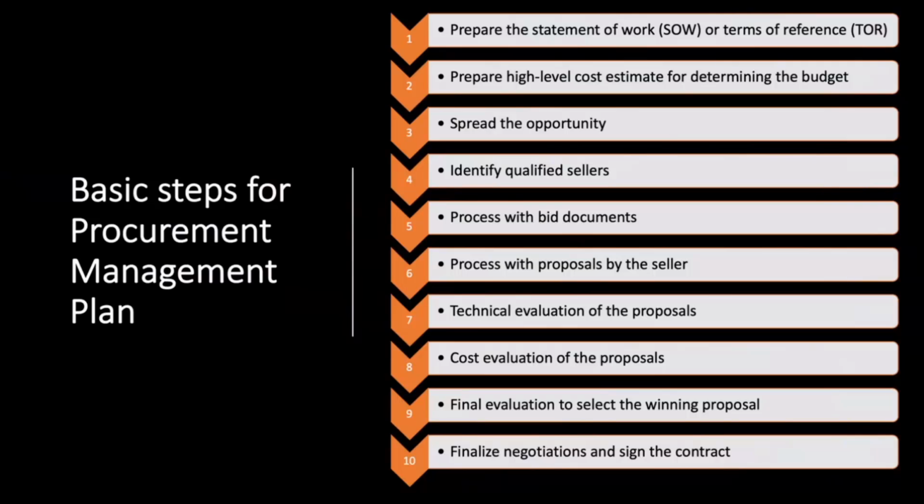Here are the basic steps of a procurement management plan. We start with preparation of the statement of work, then we determine the budget based on cost estimates, post the opportunities to get proposals, identify sellers, then we deal with bid documents and finish plenty of works with aimed proposals like technical evaluation, cost evaluation. At last, we choose the best one and procurement finished.